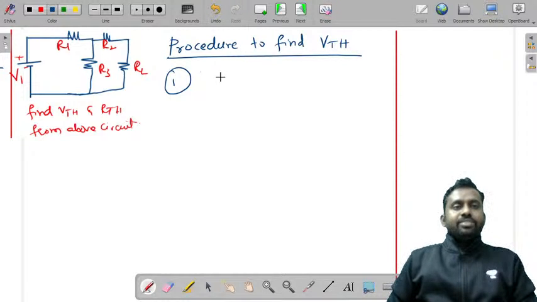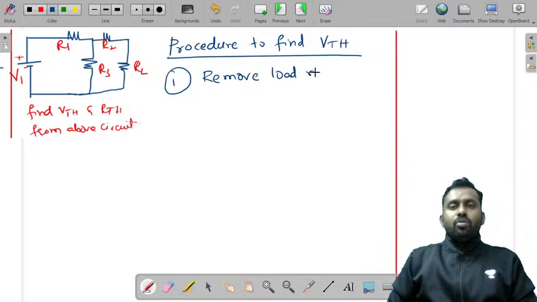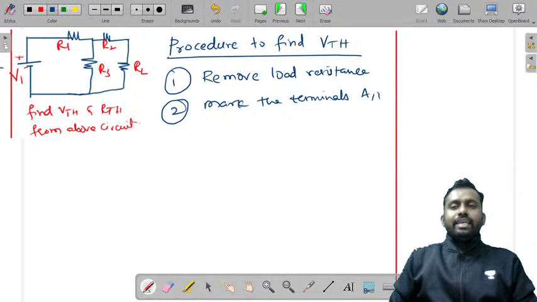How do you find VTH? First, the first thing that you have to do is remove load resistance in case of a DC circuit. Now second, if you can, mark the load terminals, let us say A and B. This is not mandatory, but because I'll be doing that, I am telling you that.